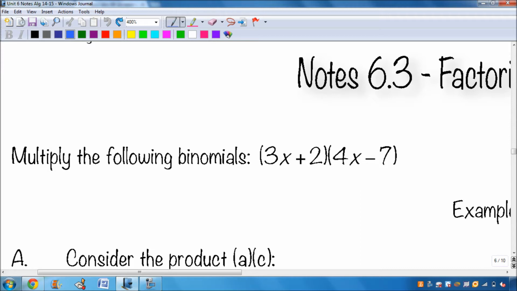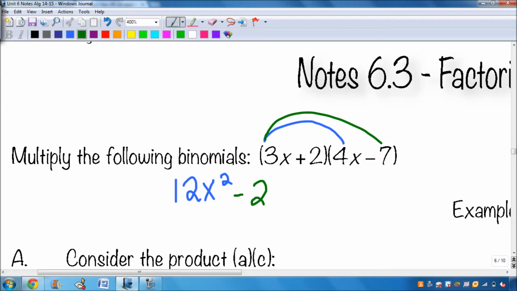So if you look right here, it says multiply the following binomials: 3x plus 2 times 4x minus 7. So I'm going to multiply 3x to 4x. I'm going to distribute it through, and that gives me 12x squared. Then I'm not done distributing the 3x. The 3x also needs to get distributed to the negative 7, and that would give me negative 21x. Then I need to distribute the 2 to the 4x, and that gives me 8x. But I also need to distribute the 2 to the negative 7, which gives me negative 14.